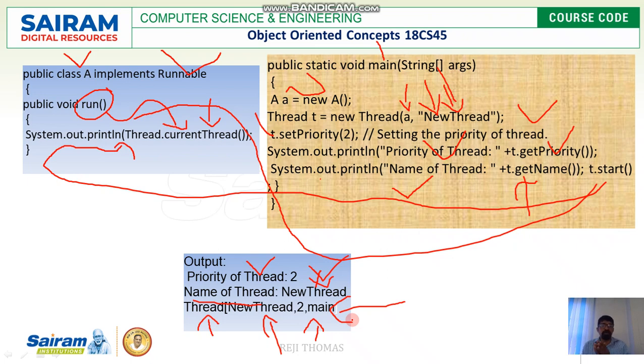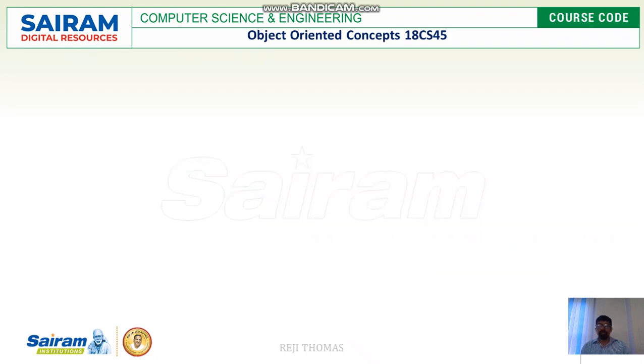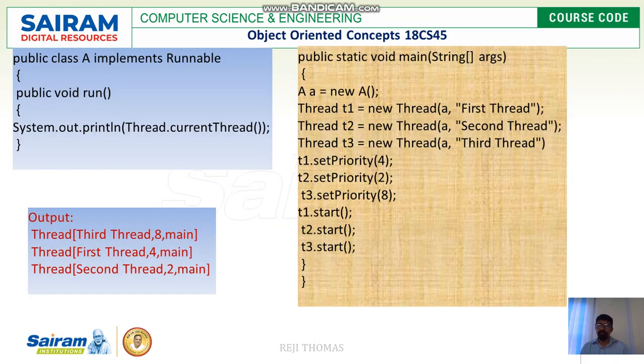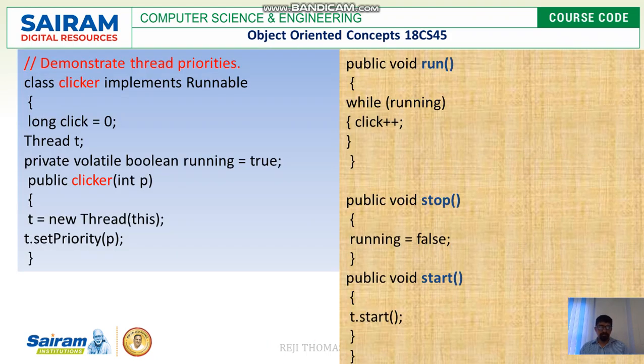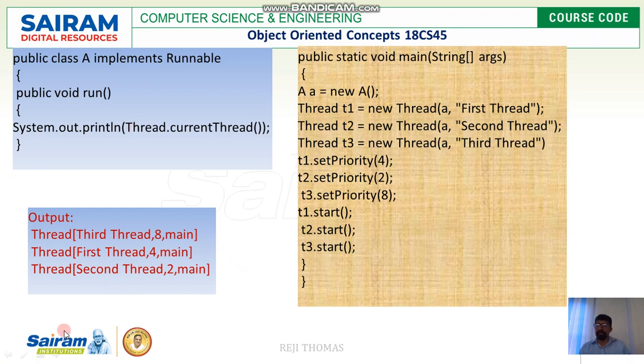So this is about getName and getPriority. Now let us see another program, where we can find again the class called A. This implements the interface called Runnable, and this is the run method. So we have the main method. We have taken another object called t1, which we call the first thread.